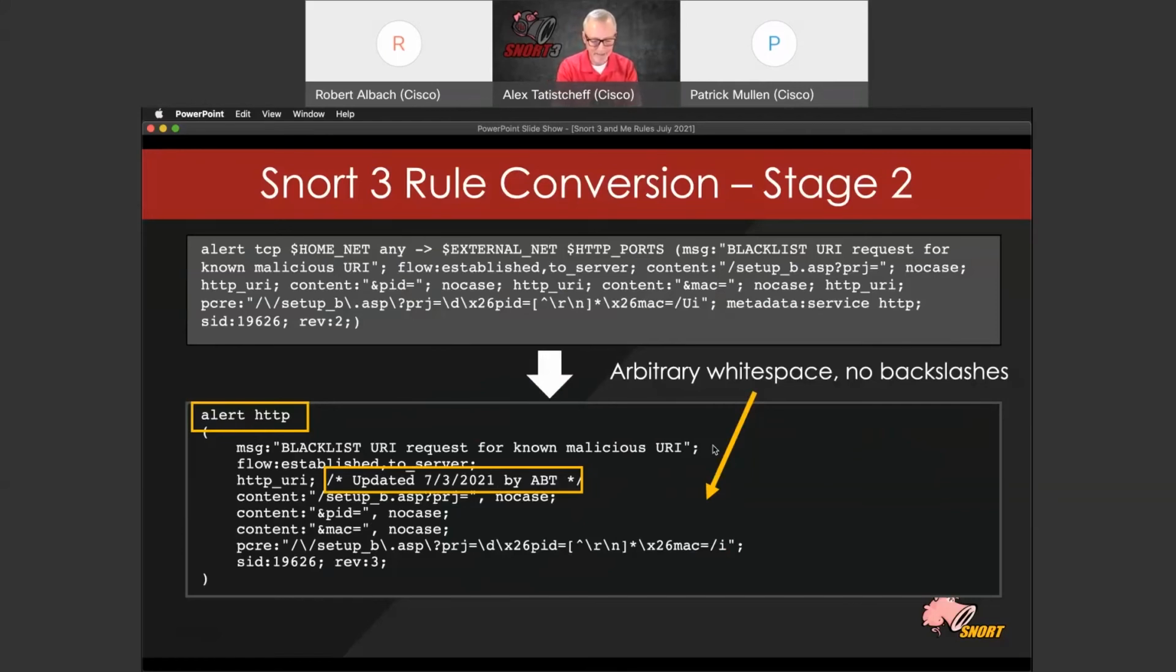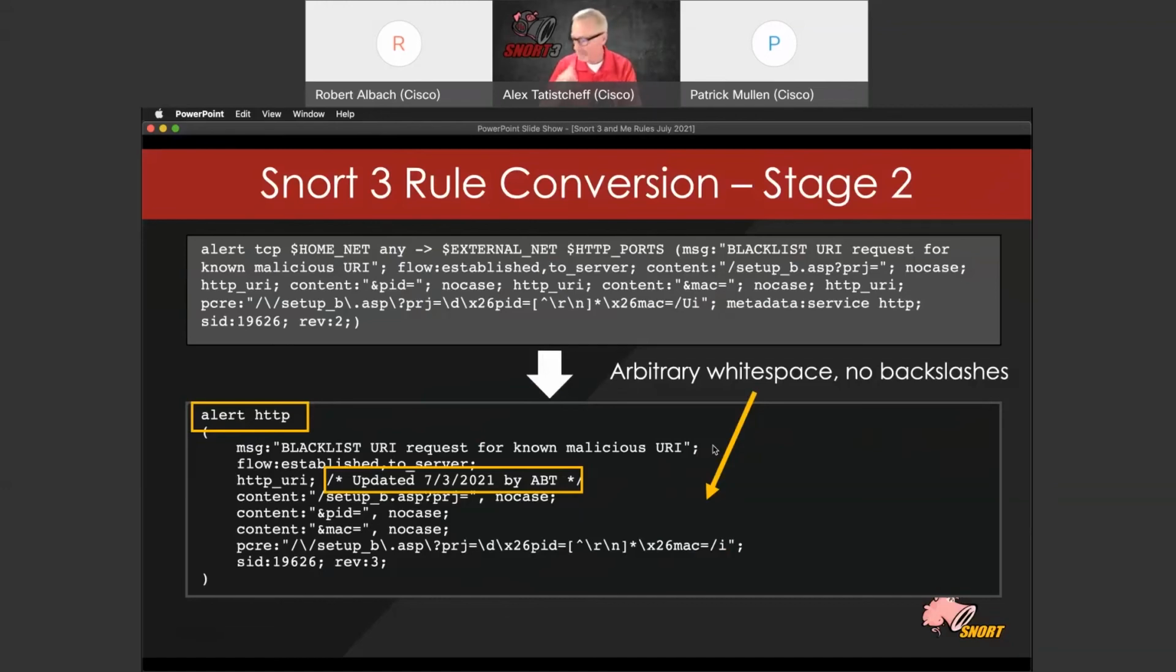So by taking advantage of the fact that in Snort 3, arbitrary white space, you don't have to worry about backslashing these end of the lines, which you'd have to do in Snort 2. You can just put a keyword in every line. So it now begins looking a lot more like code, right? So you got the little parentheses at the top saying, okay, here's the beginning of the rule body. We have the body, each keyword on its own line. Again, tons easier to read.